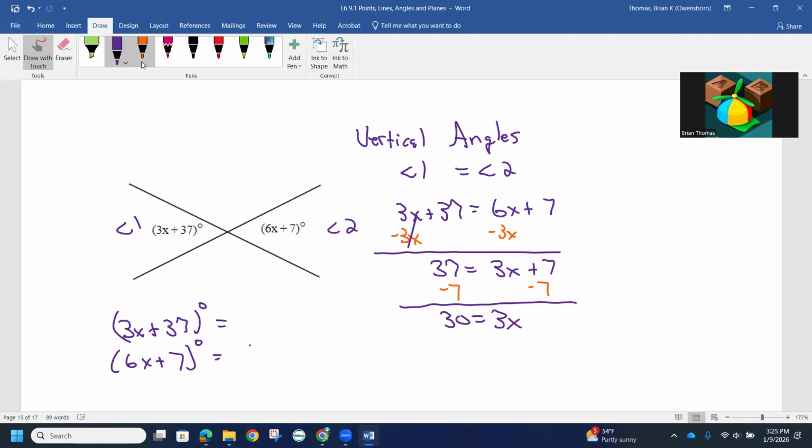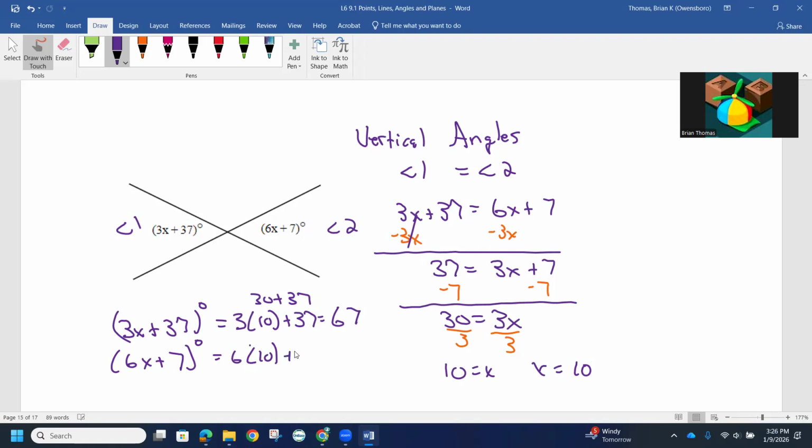And notice how we do get a different answer here. Notice now I get 10. So if I divide both sides by 3, I'm getting x by itself, and 30 divided by 3 would be 10. So 10 would be what x is, or again, x equals 10. So let's try it again and see if we get the same answer this time. So 3 times 10 plus 37, that's going to be 30 plus 37, that's going to be 67. So if we come down here and go 6 times 10, add 7, yeah, we do get 67.